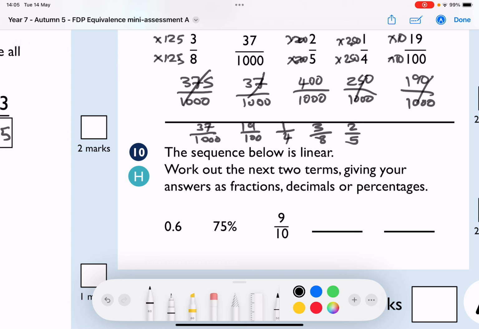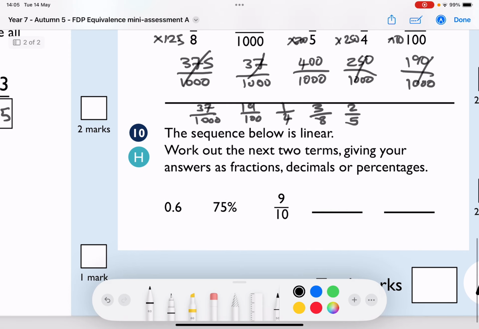They quite like that. The sequence below is linear. Work out the next 2 terms, giving your answers as fractions, decimals, or percentages. Well, ideally, I want to change all these into something. And as it's linear, it's going to go up by the same amount each time.